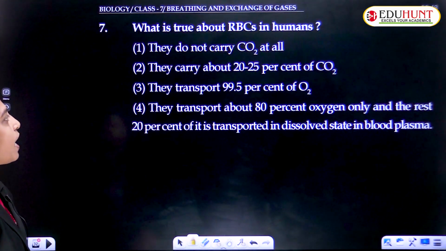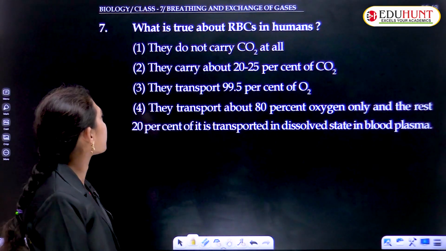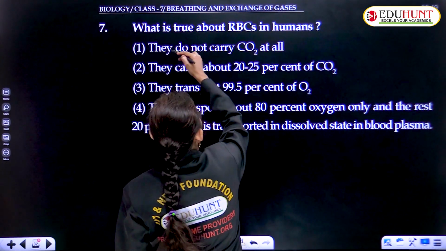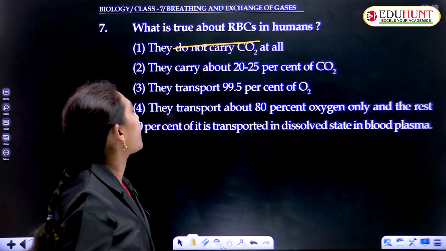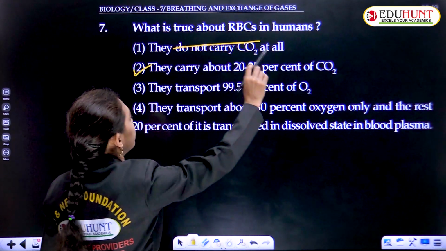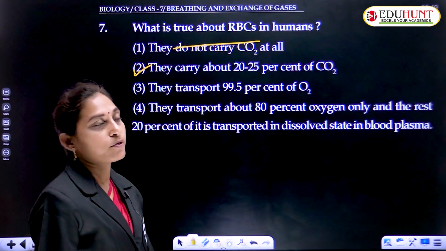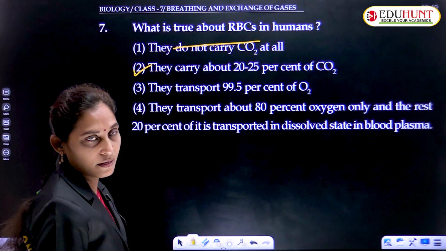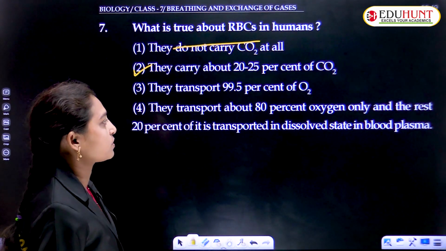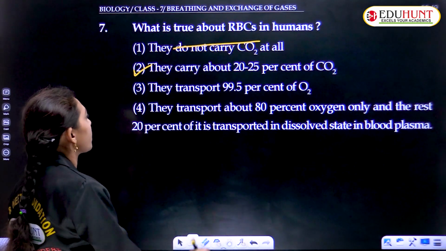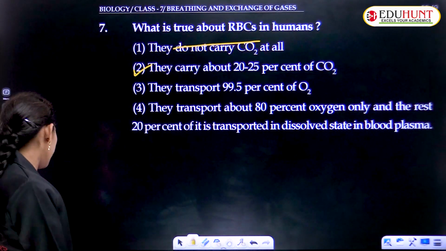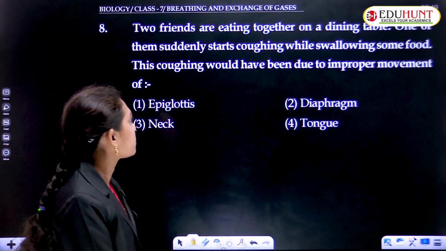What is true about RBCs in human beings? They do not carry CO2 at all. No. They carry about 20 to 25% of CO2. They transport 99.5% of oxygen. No, 97.7% oxygen. They transport about 80% of oxygen only, so it is also a wrong answer. So the correct option here is they carry about 20 to 25% of CO2.